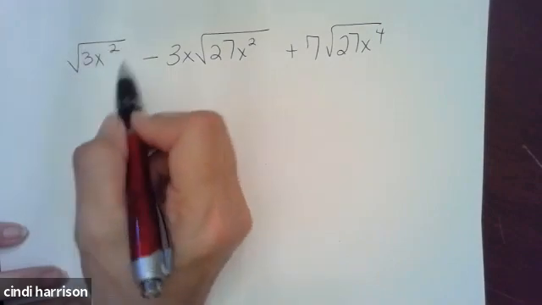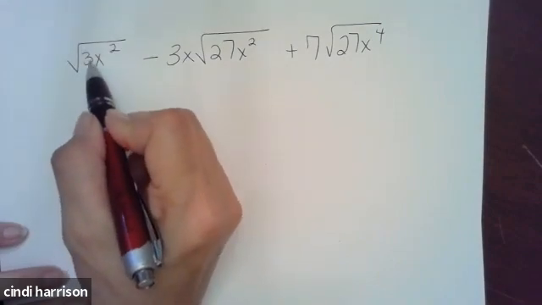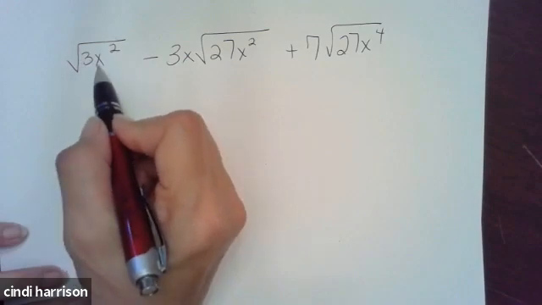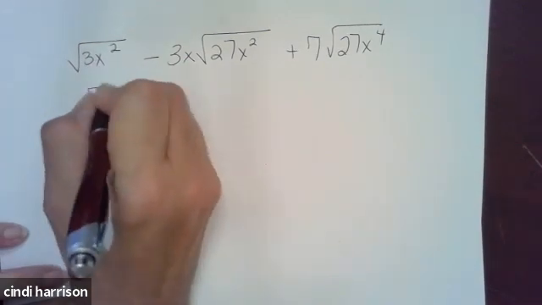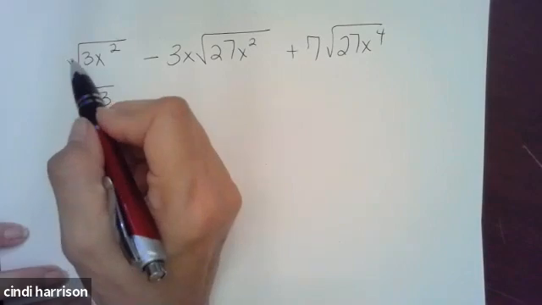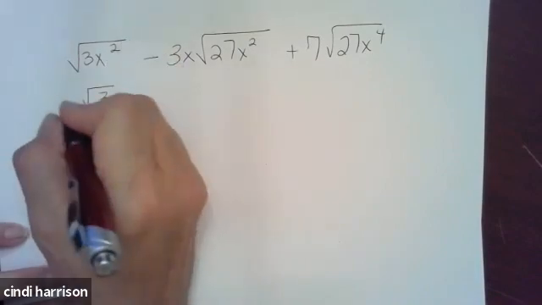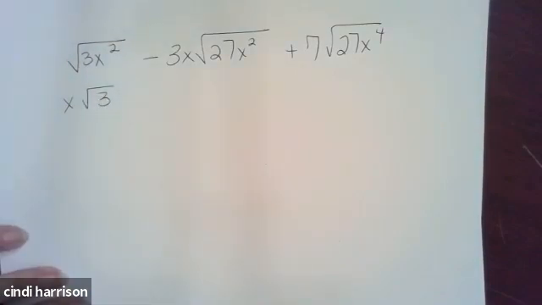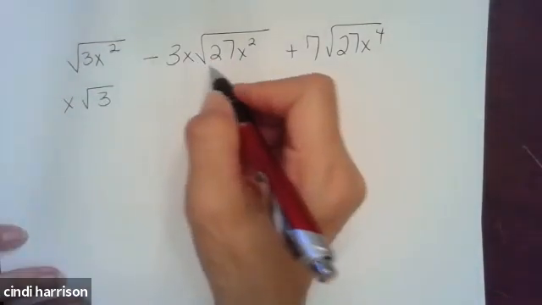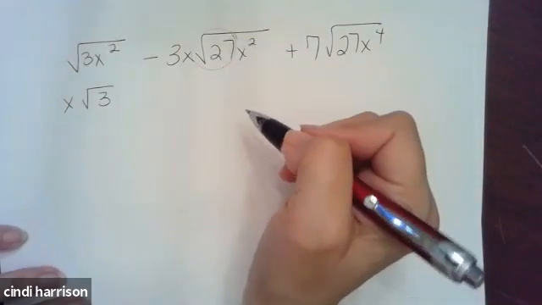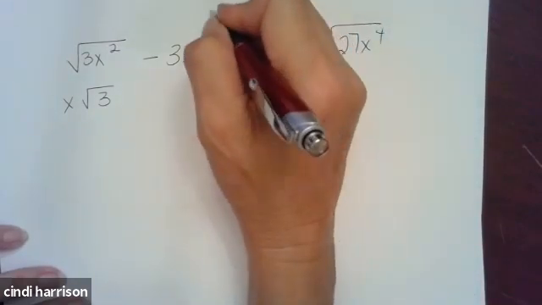So simplifying this, can the square root of 3 be simplified? No, so that stays square root of 3. So we know I'm going to have the square root of 3 in my answer. But the square root of x squared is x, so that comes out. All right, so going on to this one, can the square root of 27 be simplified? Yes. Let's see what that looks like.